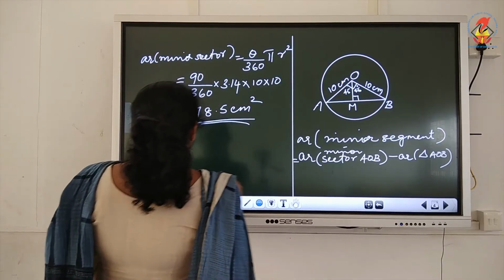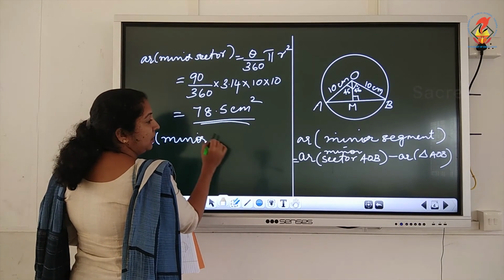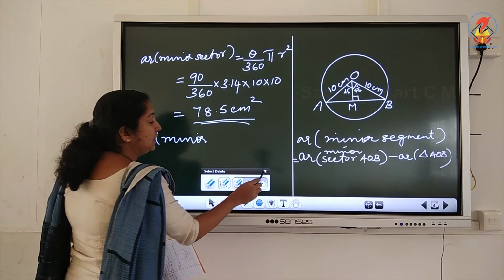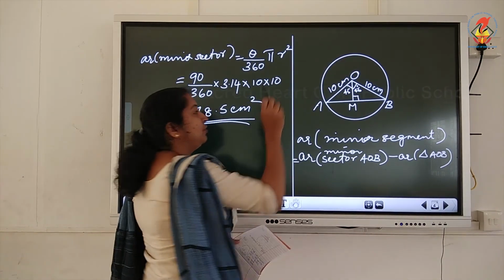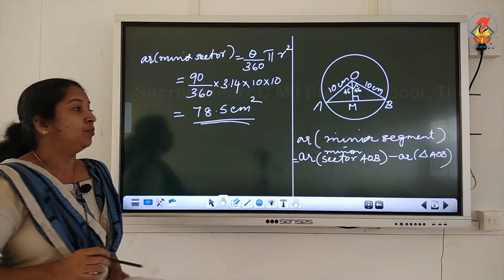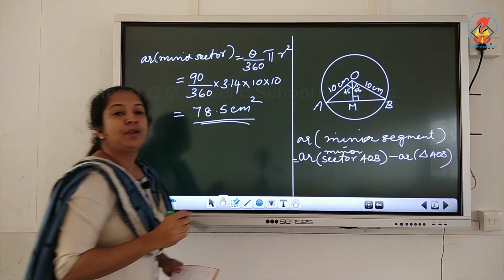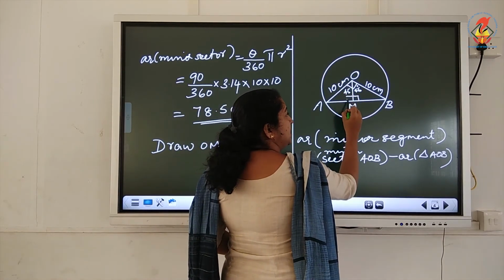Then, area of the minor segment. Already written, area of the minor segment is equal to area of the minor sector minus triangle AOB. So, we need to find area of triangle AOB. For that, you have to draw a perpendicular OM to AB. Draw OM perpendicular to AB. If OM is the perpendicular, this is 90 degree.